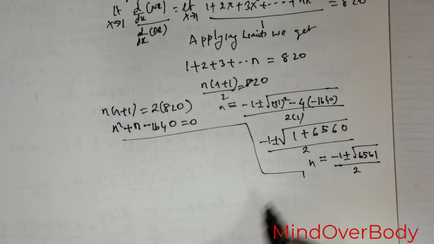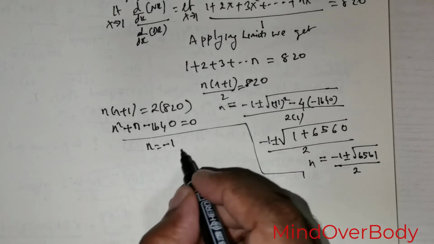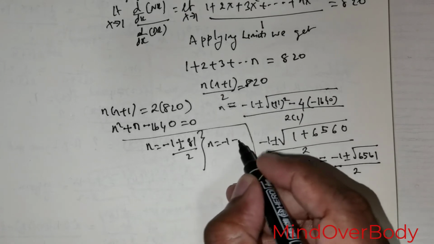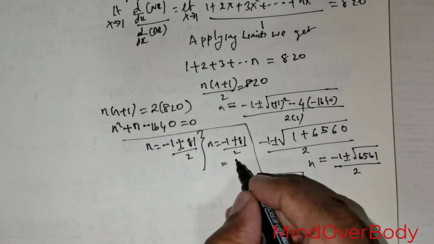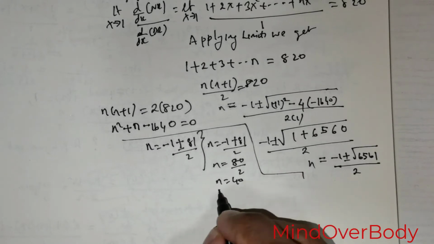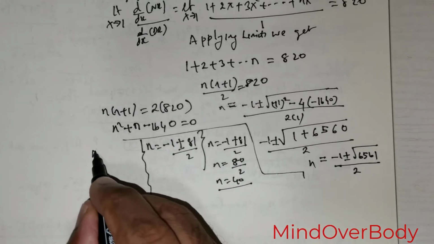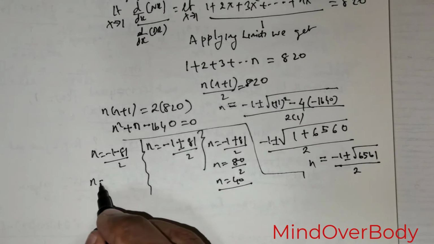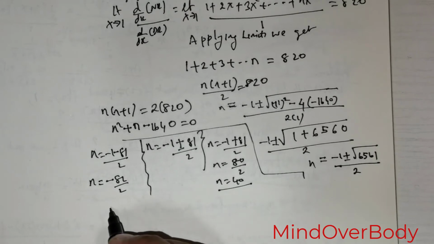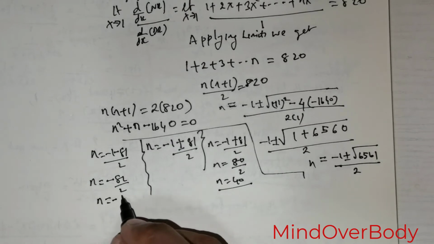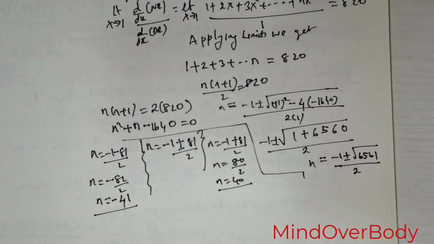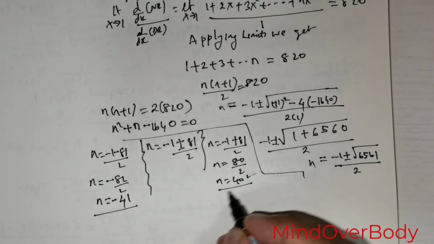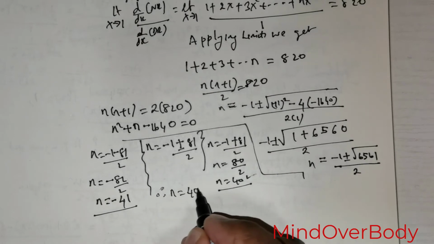So n is equal to negative 1 plus or minus 81, divided by 2. So I get two values. n is equal to negative 1 plus 81 divided by 2, which is nothing but 80 divided by 2, so n is equal to 40 in one case. In the other case, n is equal to negative 1 minus 81 divided by 2, which is negative 82 divided by 2, so negative 41. So we have n equal to 40 and negative 41, and we will have to take the positive value. We can conclude therefore that the value of n is equal to 40.